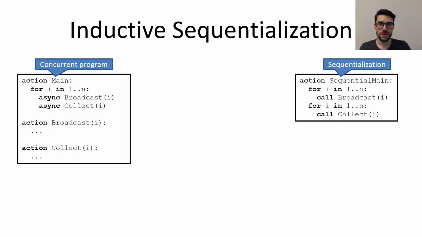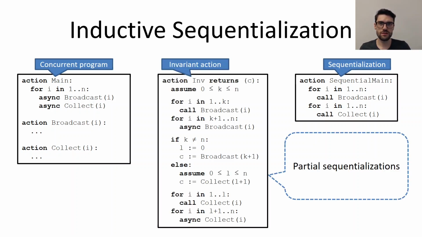To do so, the central proof artifact that has to be specified by the programmer is a so-called sequential invariant action. This invariant action is similar in spirit to an inductive invariant. However, instead of capturing all the concurrent intermediate states, it only captures the partial sequentializations that we saw on the previous slide. So it really has to satisfy three conditions.